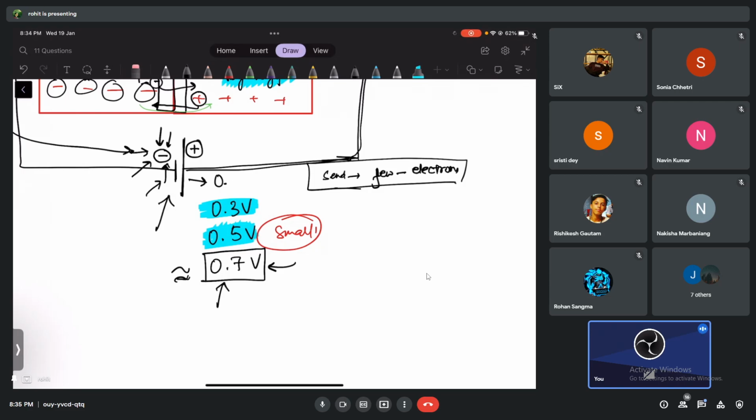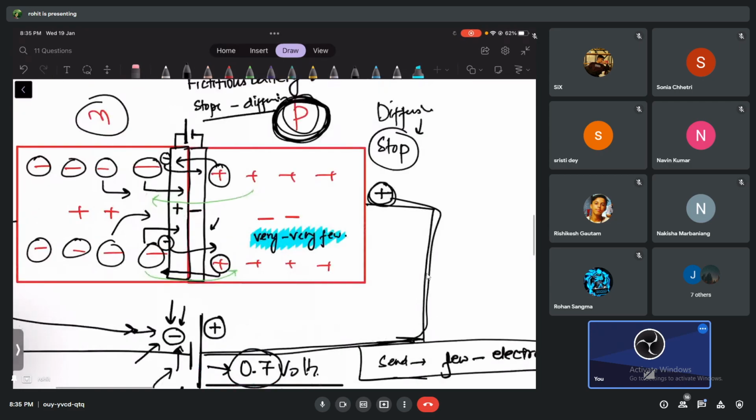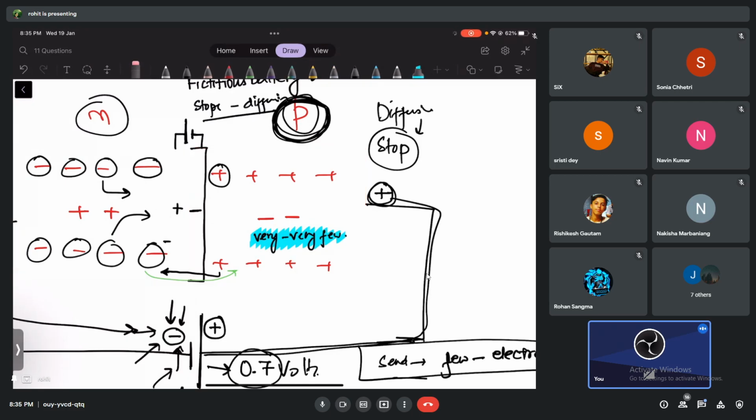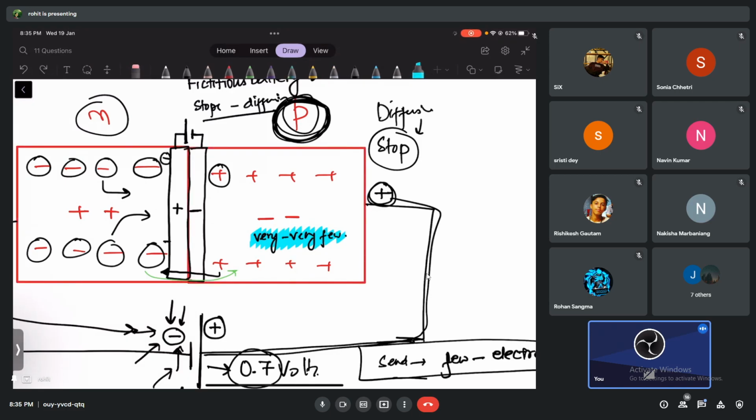See what happens now. This 0.7 volts that you apply is found to be just sufficient to overcome the wall. This is the wall. See, this is the wall we have.